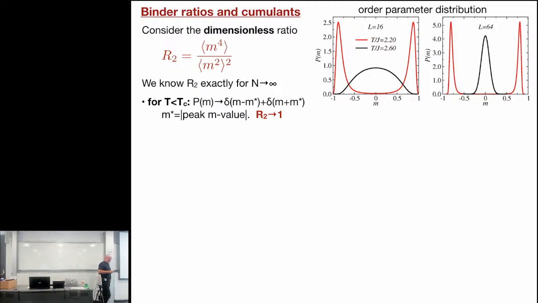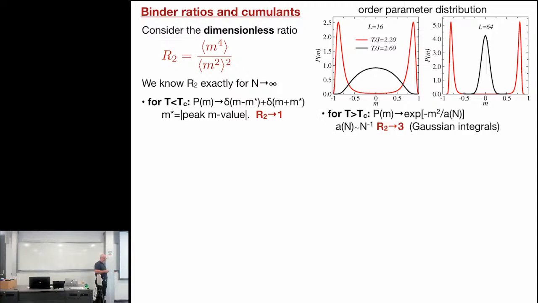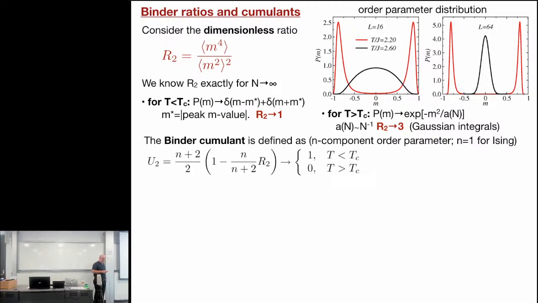Okay, so let's look at the Binder cumulant. You can easily see from this, in the limit of large system size where these become delta functions, that this Binder cumulant goes to 1. Whereas if you look at high temperatures, then this becomes a Gaussian, so then you can also compute it, and in the case of the Ising model, this goes to the value 3.